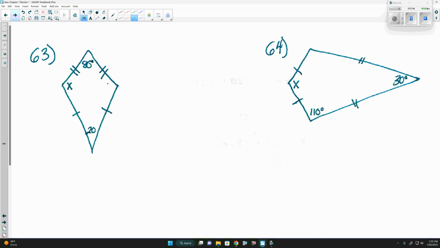Questions on 63 or 64? 64. So we know that this is a kite because we have two sets of consecutive congruent sides. The angles between the non-congruent sides are congruent. So these two angles are going to be congruent, which means this is 110. Since it's a four-sided figure, the sum of the interior angles is 360.